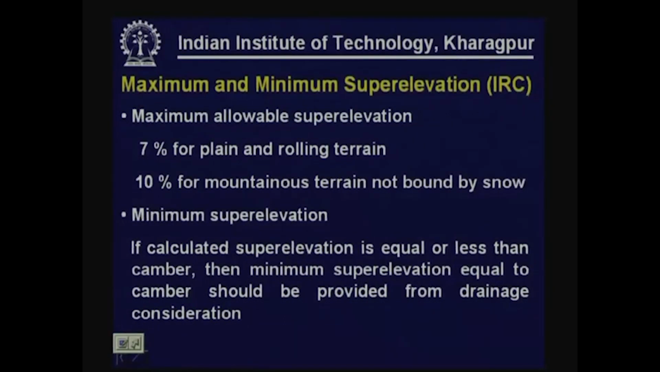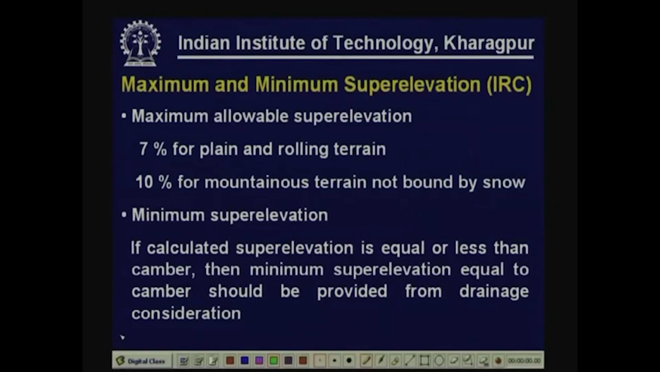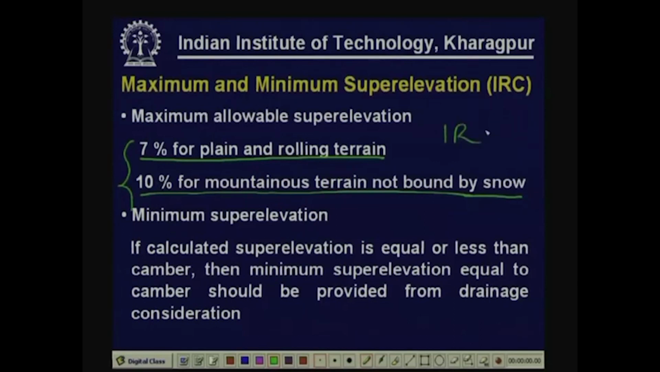So, normally it is 7% for plain and rolling terrain, and it can go up to 10% for mountainous terrain not bounded by snow. If it is bounded by snow, obviously it will again be 7%. But this is the provision as per the Indian conditions, the recommendations as per IRC. We shall study later the recommendation of AASHTO, the American Association of State Highway and Transportation Officials. Now, there is a minimum super elevation.